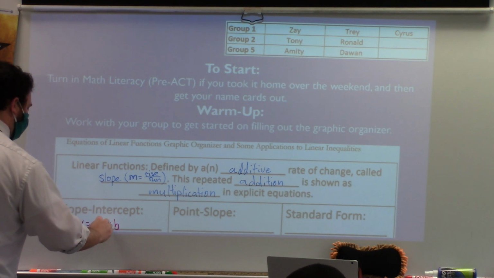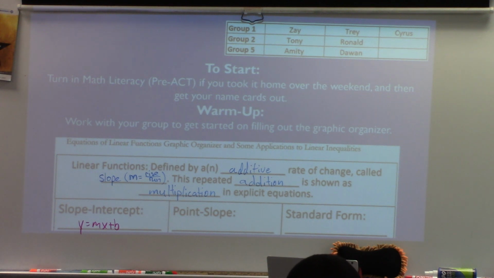Amity, do you agree or disagree? And if you disagree, why? I agree. You agree? CJ, you agree or disagree? Agree? Okay. Zay? You agree as well. Okay, so we're all in agreement on this slope-intercept?